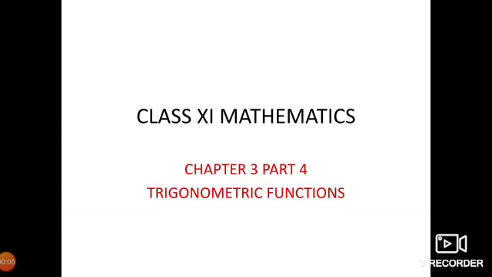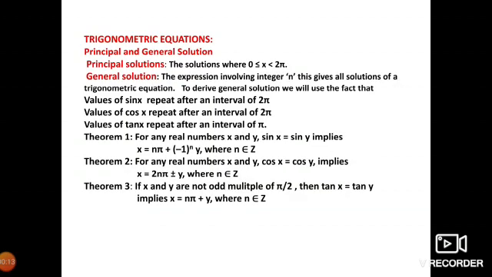Today we are going to learn trigonometric functions part 4. Here we are going to learn what is principal solution and general solution. The solutions where 0 less than or equal to x less than or equal to pi, you say it is the principal solution. What is general solution? The expression involving integer n, which gives all solutions of the trigonometric equation, you say as general solution.